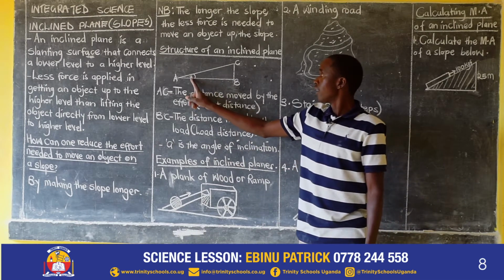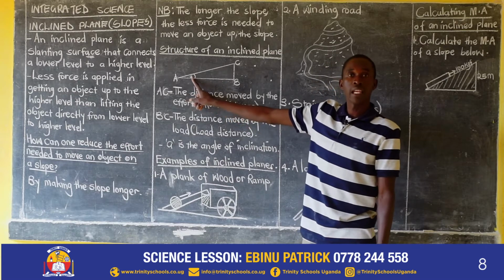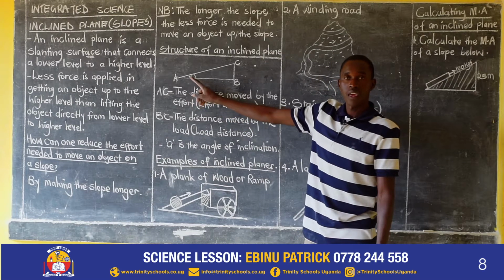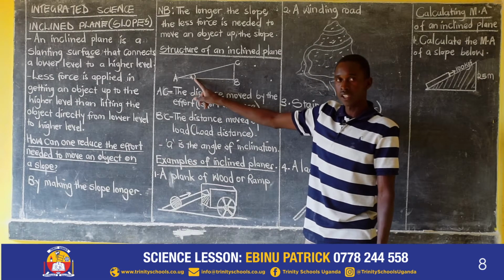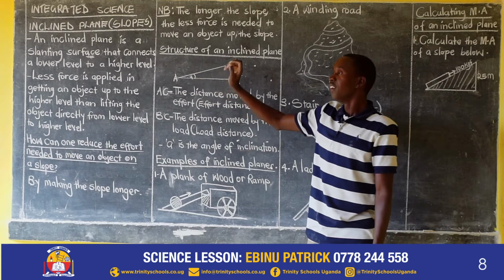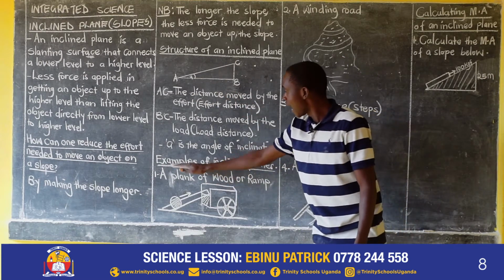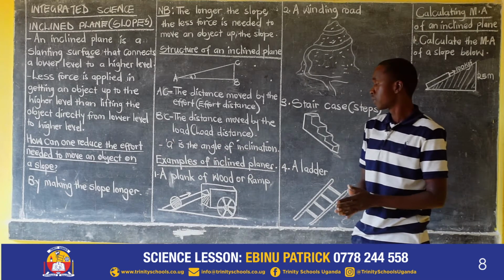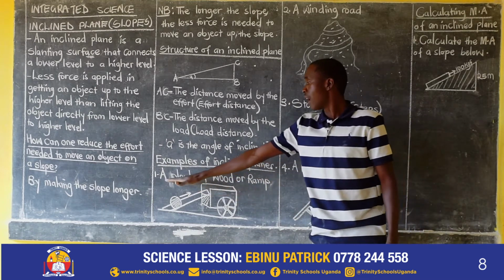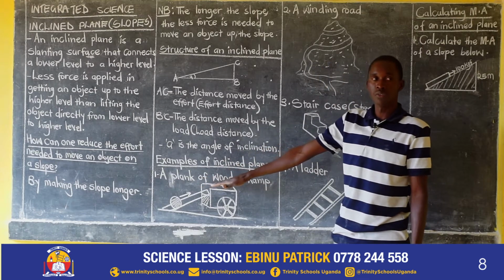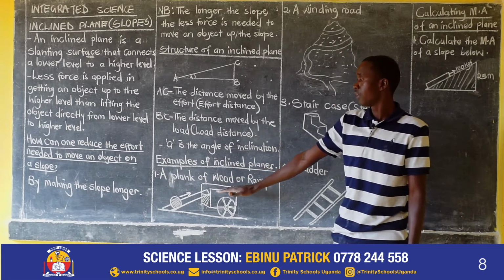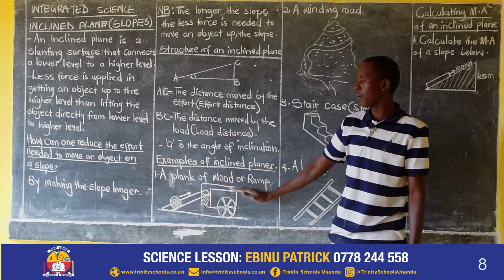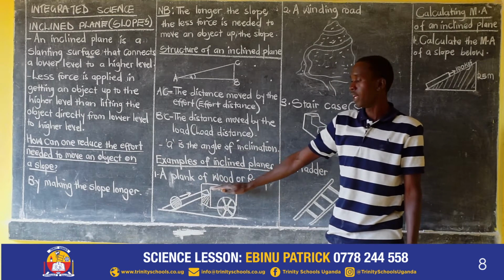Now, this angle A is the angle of inclination. Looking at examples of inclined planes, examples of slopes, the first one is what we call a plank of wood or a ramp. A plank of wood or a ramp is an example of an inclined plane.